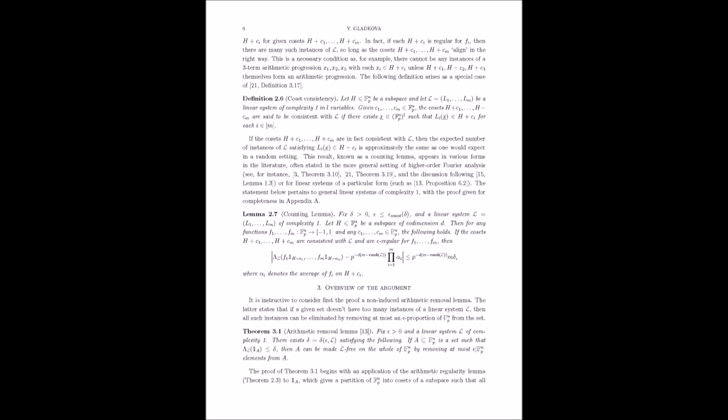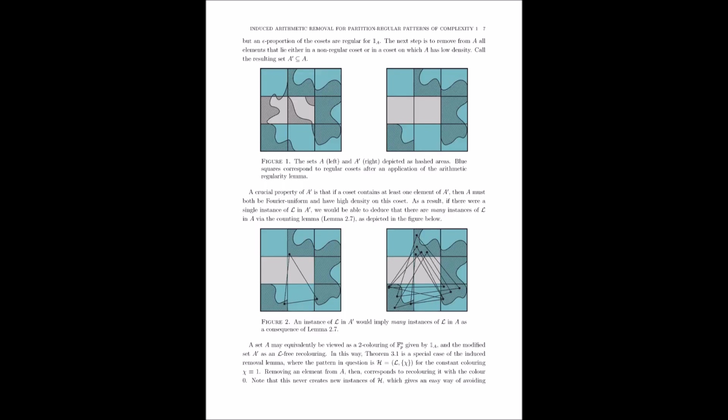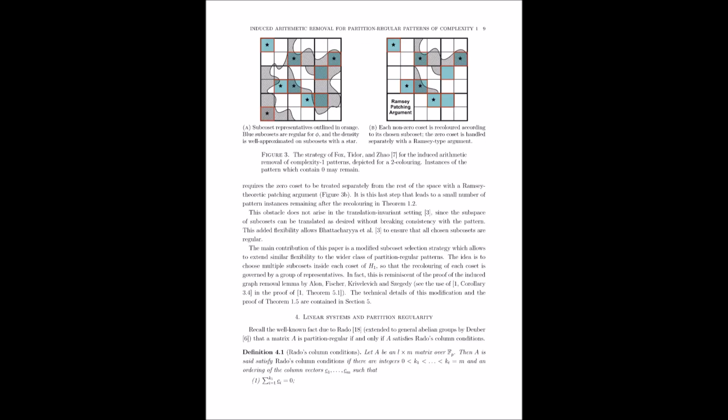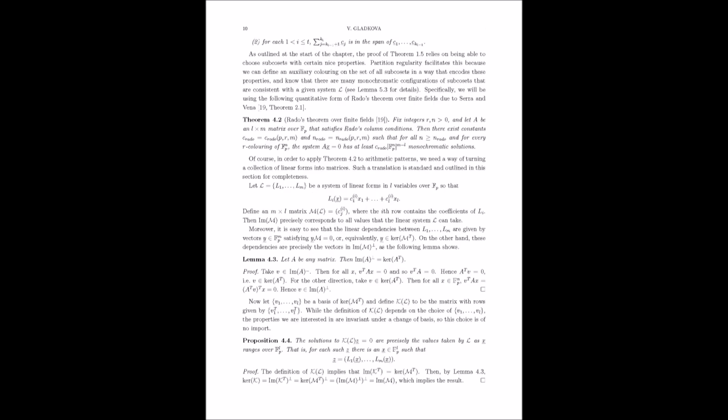Yeah, it really shows you what you can accomplish when you carefully select and combine the right mathematical tools. They've taken the arithmetic regularity lemma, Roddo's column conditions, that clever subcoset selection strategy, and the counting lemma, and blended them together to create something truly remarkable. It's like they've orchestrated a symphony of mathematical concepts, each playing its part to bring us to that satisfying conclusion.